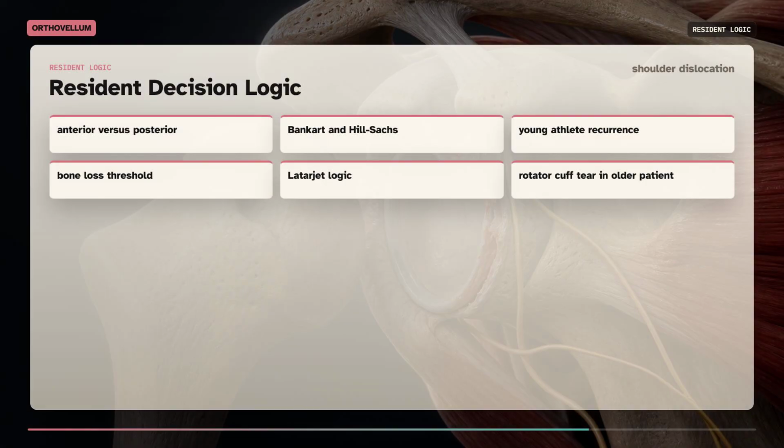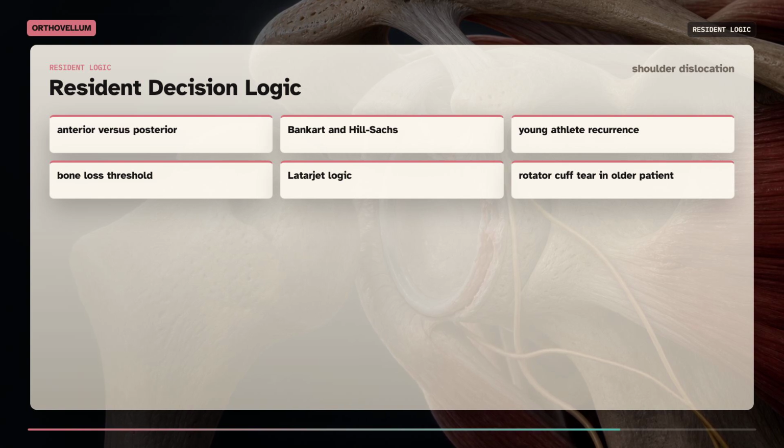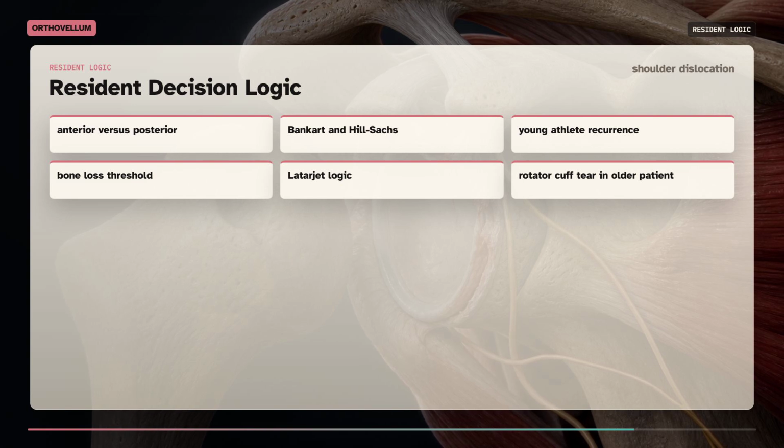Resident-level pearls: anterior versus posterior, Bankart and Hill-Sachs, young athlete recurrence, bone loss threshold, Latarjet logic, rotator cuff tear in older patient. Always name the differential diagnosis before falling in love with the first diagnosis. Always ask whether the proposed treatment matches the biology, the mechanics, the time course, and the person in front of you. If the story is atypical, slow down. Atypical pain deserves a wider lens.